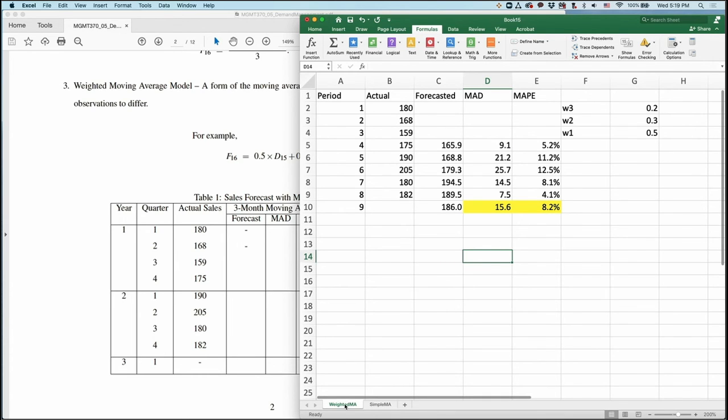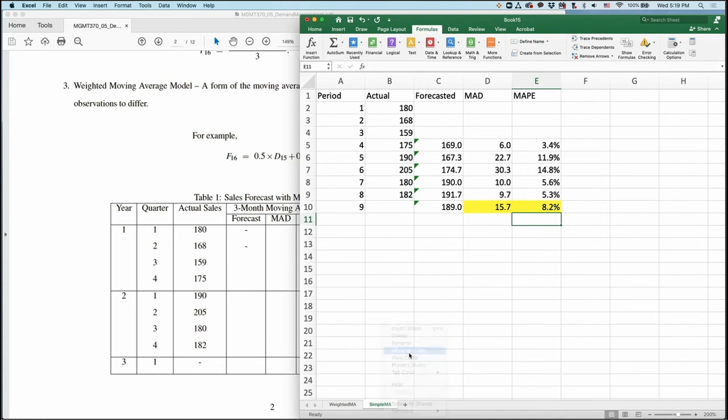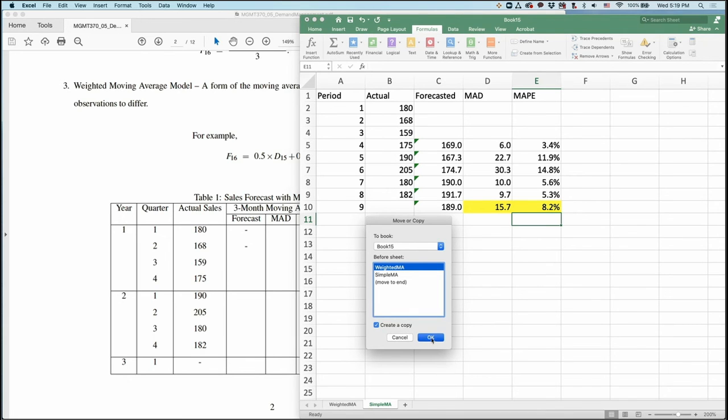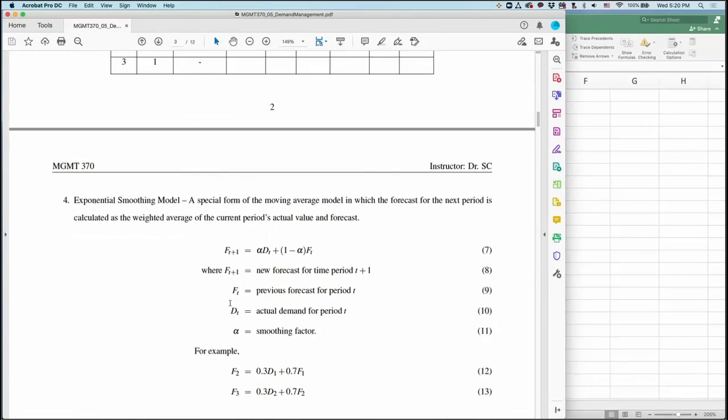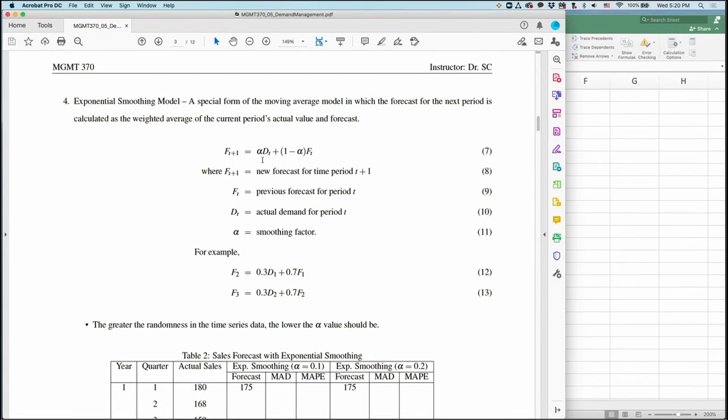Now we want to compute a different number. So I will copy this original and create copies, and finally we will compute exponential smoothing. For exponential smoothing, we give some weight alpha to the most recent actual data, and the remaining weight we give to our previous forecast information.